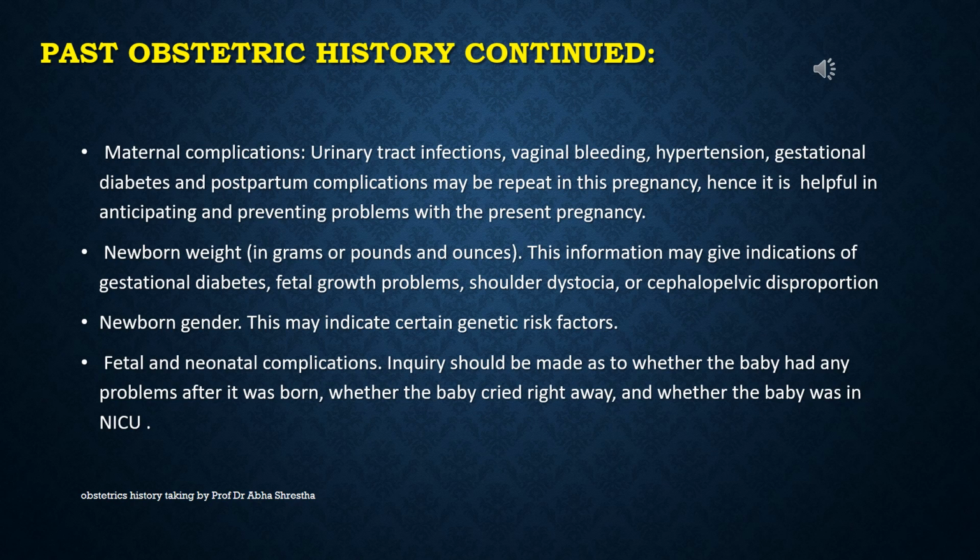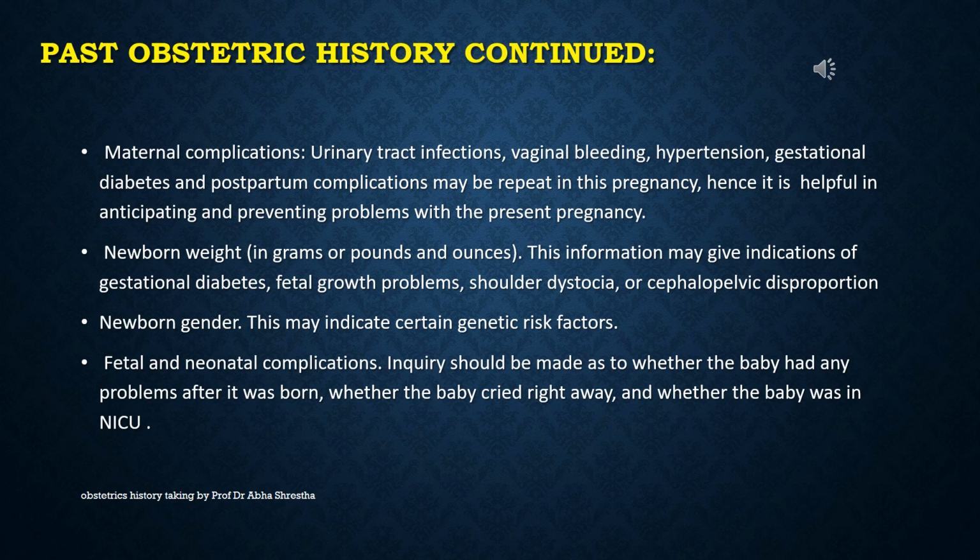We are continuing with the past obstetric history. We should ask about complications in the past obstetric history, like urinary tract infection, whether she had vaginal bleeding, whether there was hypertension for which she was treated, whether she was given any drugs for that, whether she had gestational diabetes in a previous pregnancy. If so, was she treated with insulin or was she given oral hypoglycemic agent? Then we should also ask about postpartum complications because these complications may repeat in this pregnancy. Hence, it is very helpful in anticipating and preventing problems with the present pregnancy.